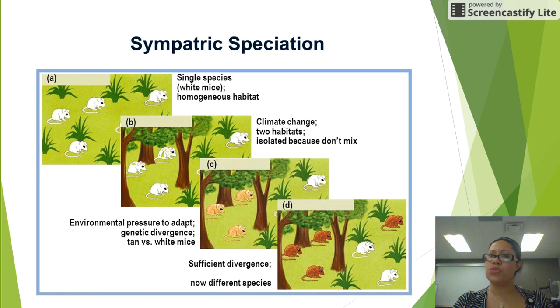It's going to be like disruptive selection, where it's going to push to the separate sides. So we had the white mice and the tan are going to push towards brown. And even though they are in the same habitat, eventually, since there's more advantage to be the brown and more advantage to be the white and no advantage to be the tan, they're going to become reproductively isolated, therefore becoming a new species.